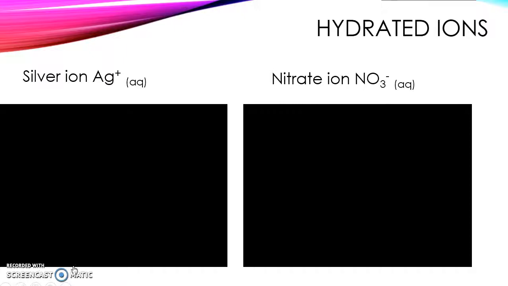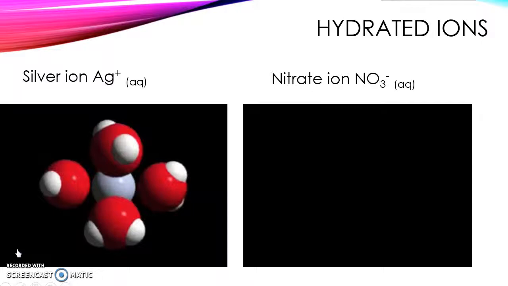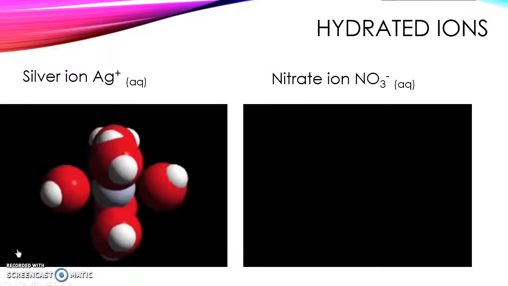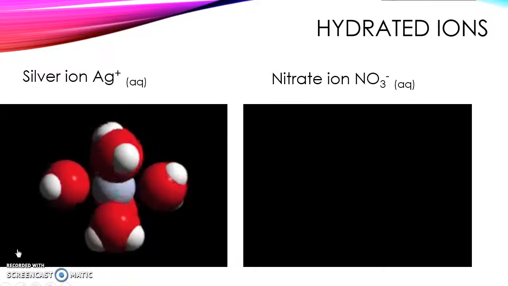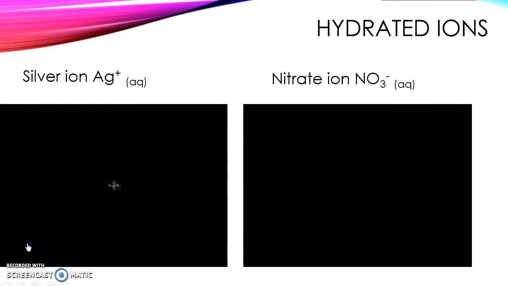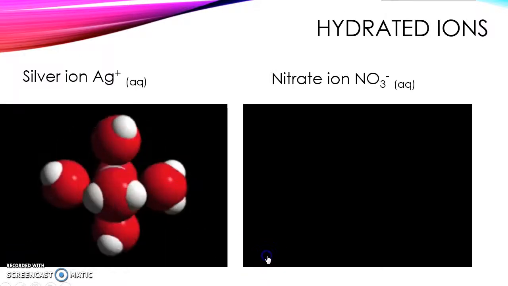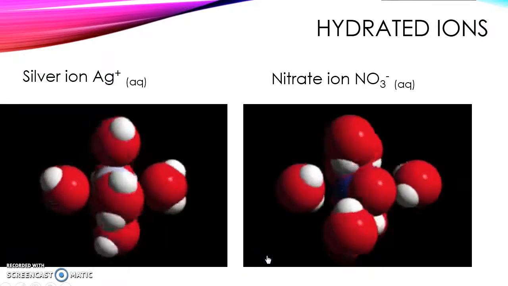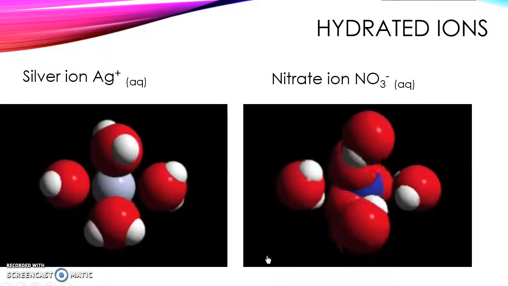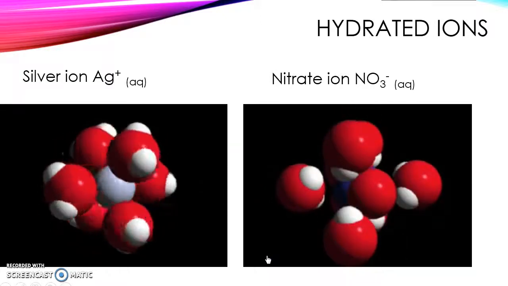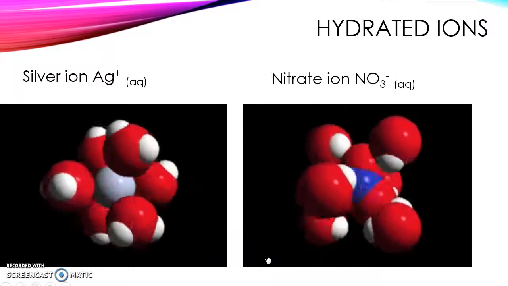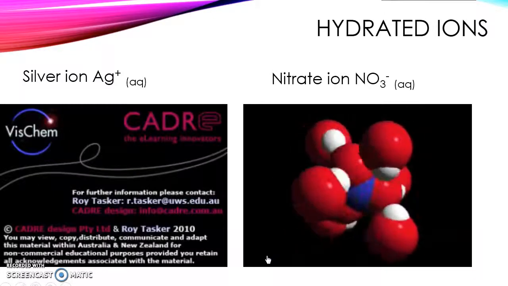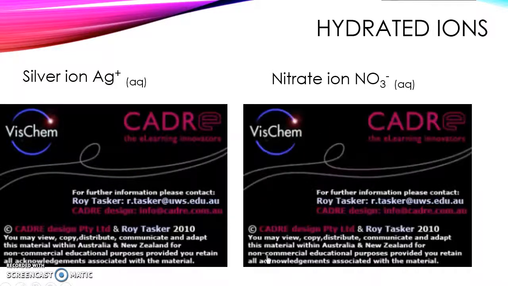So, when we're looking at the hydrated silver ion and nitrate ion, notice in the case of the silver ion that the oxygen ends of the water molecules point towards the positive silver ion. Whereas in the case of the nitrate ion, which contains a nitrogen atom, here coloured dark blue, with the 3 oxygen atoms, coloured red as usual, bonded to it. Both ions are hydrated in solution.